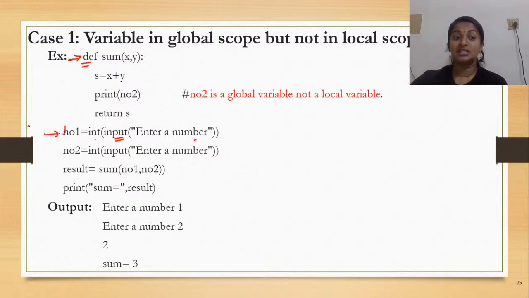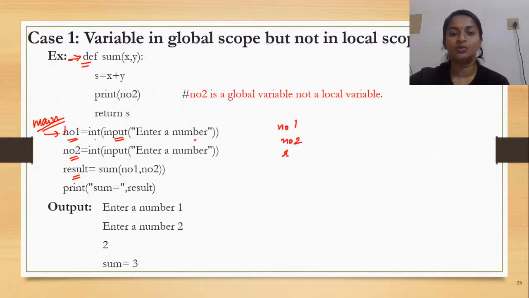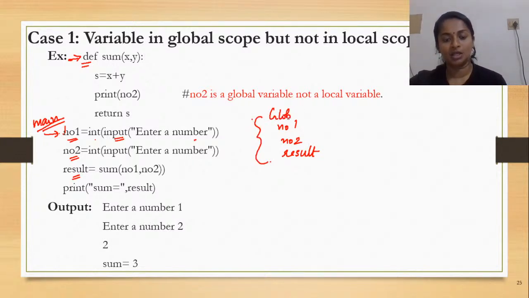Now I told you this is your main program, right? So what happens here? NO1, NO2 and the variable result. Since they are in the main program, they have a global scope, right? So what would be the environment? They are in the global environment. So let us consider this as the global.